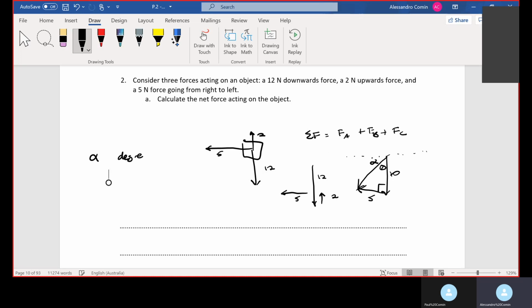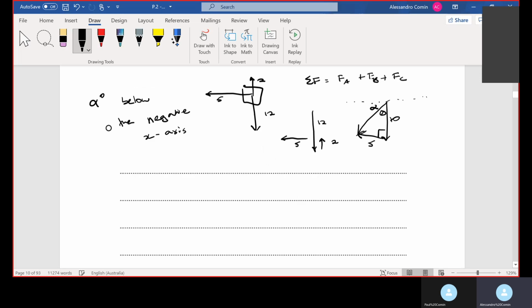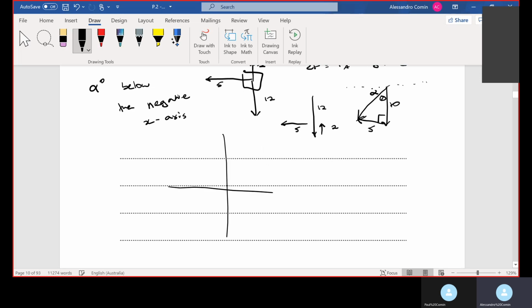And so the angle would be alpha degrees below the negative x-axis. Because very simply, if this was a number plane, we can see that this would be the negative x and this would be the positive x. And we can see that the angle is that. So if we start from the negative x-axis and move theta degrees below, we're going to get to the direction of what our net force is. I hope that makes sense.